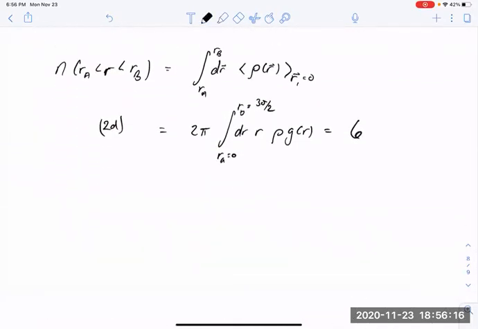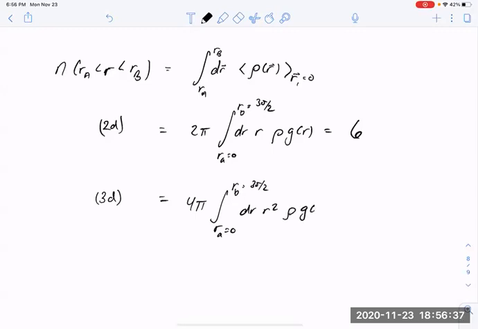If you extend that rationale to 3 dimensions, you now have a factor of 4 pi. You have an integral of RA from 0 to RB, say 3 sigma over 2, r squared dr, rho times the G of R. This is pretty close to 12.